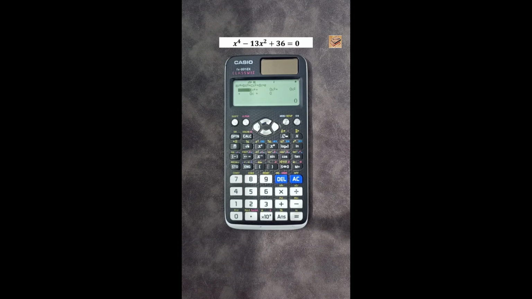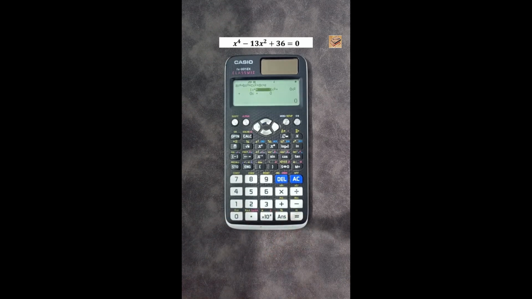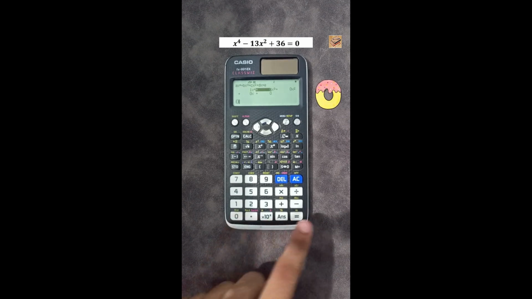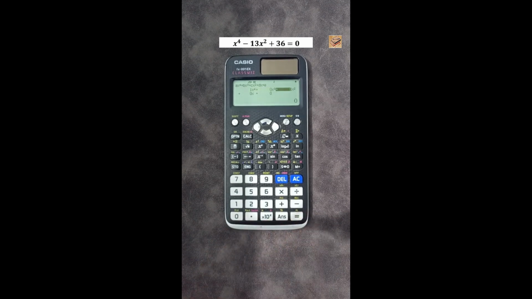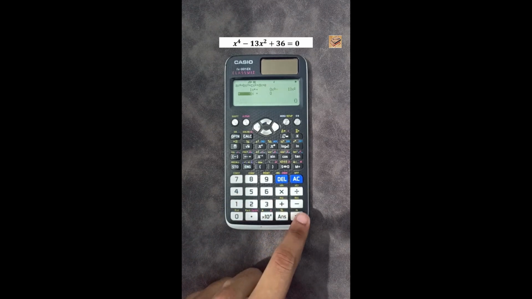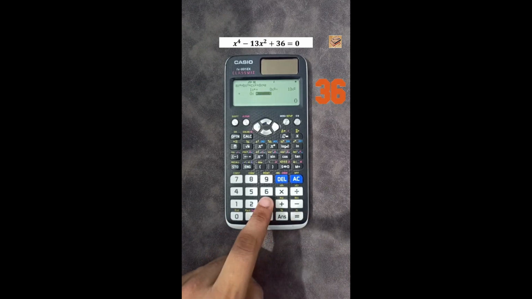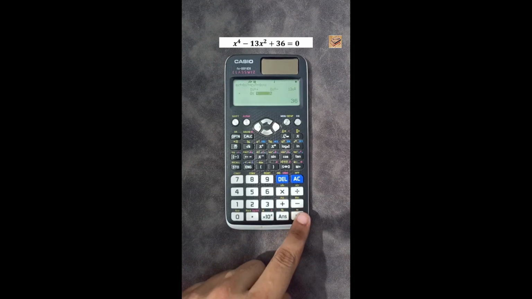The coefficient of x to the power 4 is 1, so press 1. Then press equals to. The coefficient of x cube is 0, so press 0. Then press equals to. The coefficient of x square is minus 13, so write minus 13. Then press equals to. The coefficient of x is 0, so press 0. And the constant is 36, so write 36. Then press equals to again.